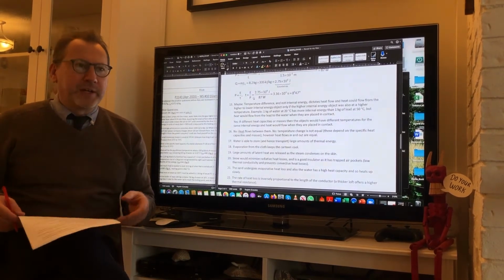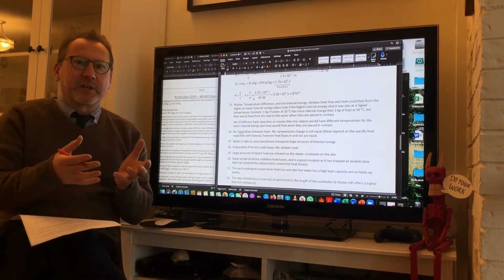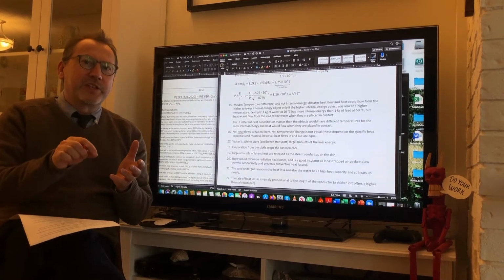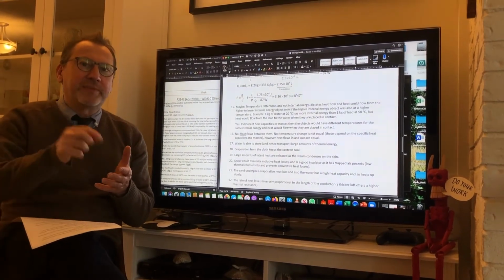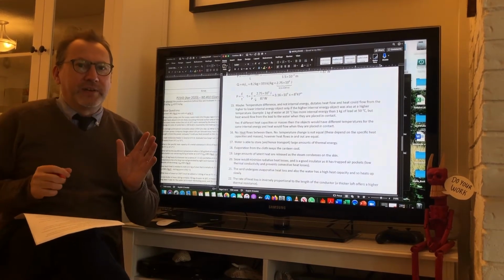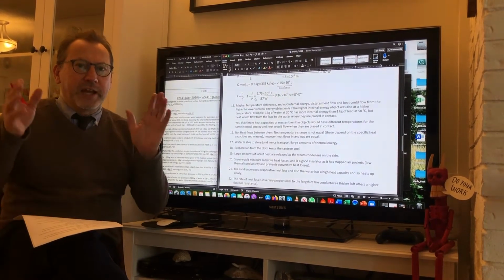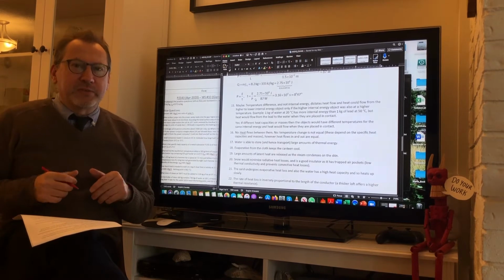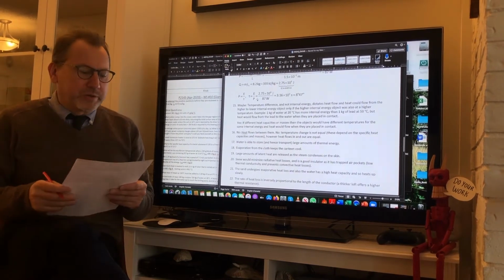So if you have a canteen covered in cloth, the highest energy particles can escape from that. They have the energy to escape. Well, if you take the high energy side of the distribution away, the average energy then goes down. So things cool down as water evaporates.